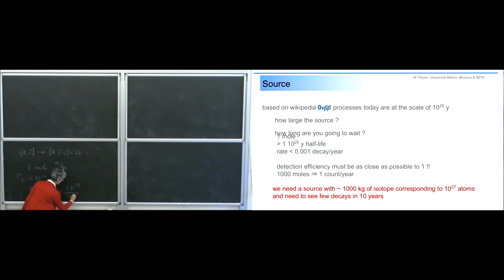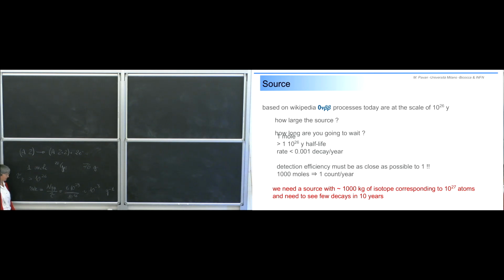And this is the weight of 1 mole, right? So this is in years. So you have 10 to the minus 3 decay in 1 year in 100 gram, more or less.